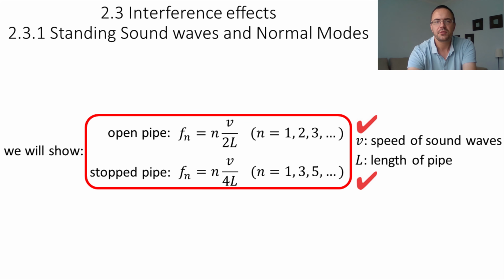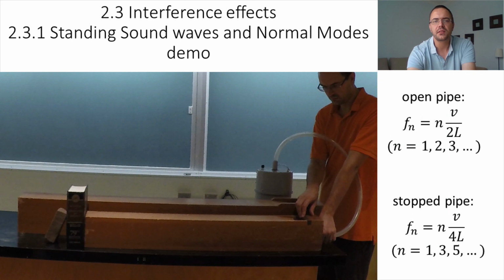You see that the fundamental frequency, which corresponds to n equals 1, is v over 2L for an open pipe and v over 4L for a stopped pipe. Right? So for the same length, a stopped pipe has a fundamental frequency which is half the frequency compared with an open pipe. So let's see if you can hear that.